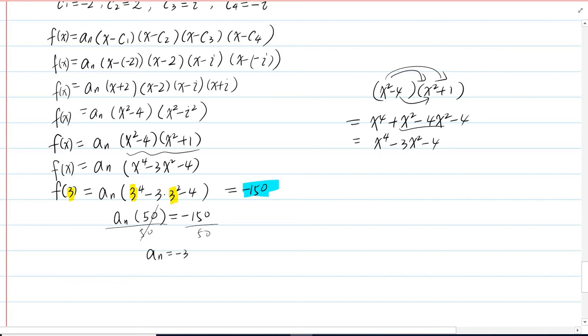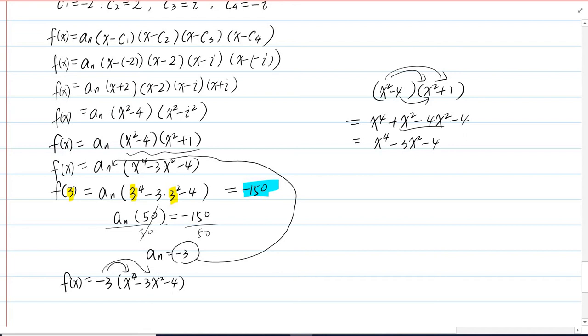They're going to have a sub n equal negative 3. So once we have this, you have to remember eventually your goal is to write the function. So what we're going to do is bring this a sub n to right here, or do a substitution. We're going to have f of x equal to negative 3 multiplied by x to the 4th power minus 3x squared minus 4.